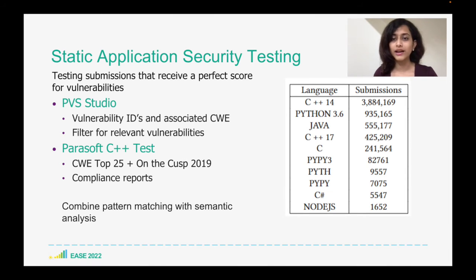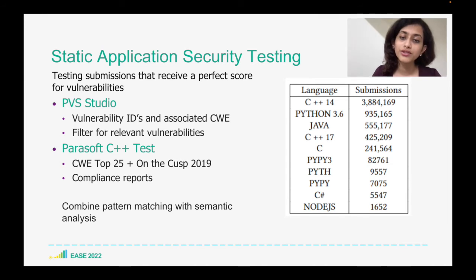We assume that the submissions have no logical errors since they have passed the test cases that were solely designed to thoroughly test the logic or functional correctness of the code. The results of Parasoft C++ Test were used to verify the results obtained from PVS Studio and to generate compliance reports. We check compliance with the CWE Top 25 plus on the CUSP 2019 configuration, 28 of which are relevant to C++ and implemented using 81 rules internally.